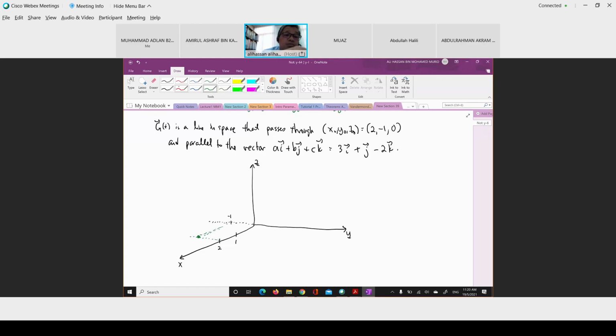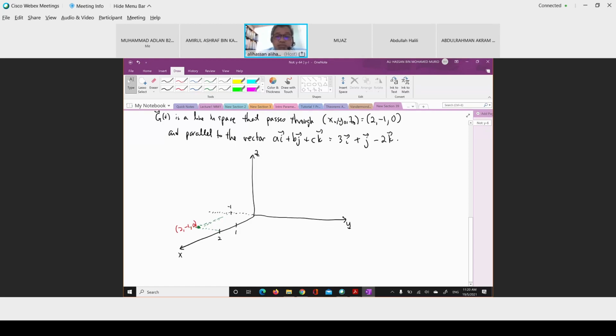So this is the point 2, minus 1, 0. And the line passes through this point and is parallel to the vector 3i plus j minus 2k. So now let's sketch this vector. 3i means we go 3 units along the positive x-axis, and then plus j, so this is 1.